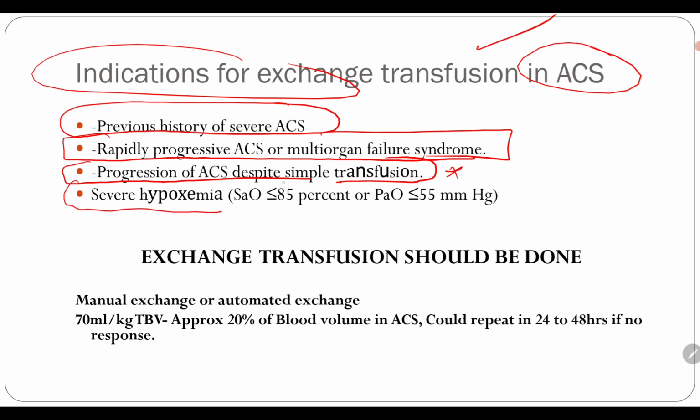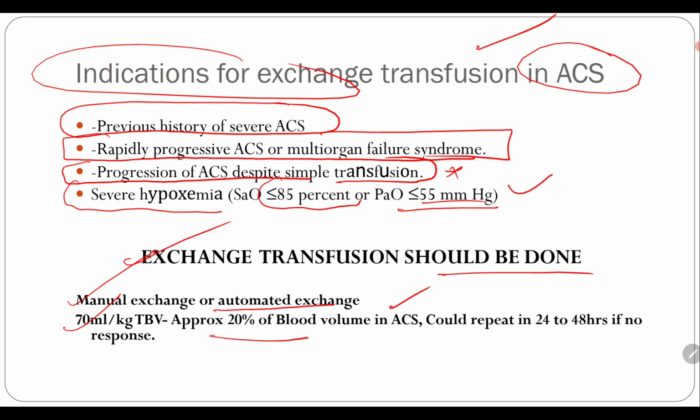Severe hypoxemia, that is, saturation is 85% and PaO2 is less than 55 mmHg, then you go for exchange transfusion. It should be done as manual exchange transfusion or automated. 70 ml per kg body weight, approximately 20 ml, of total blood volume has to be given. It could be repeated in 24 to 48 hours if no response occurs.